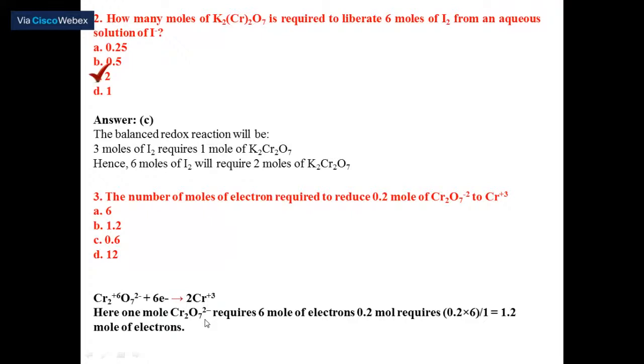Here 1 mole of dichromate requires 6 moles of electrons. Then 0.2 mole of dichromate requires how many moles of electrons? That is 0.2 into 6 divided by 1, we will get 1.2. Your answer is correct. Answer is B. Okay, answer is B.